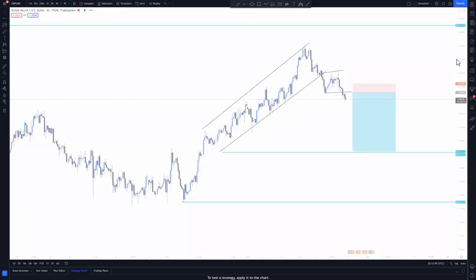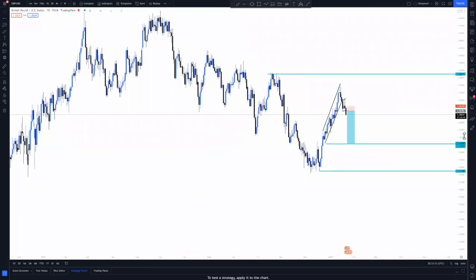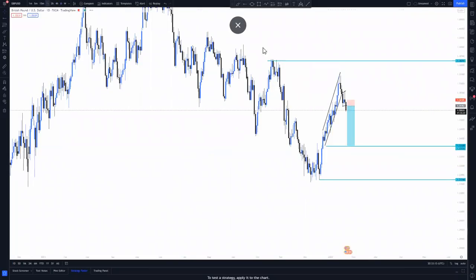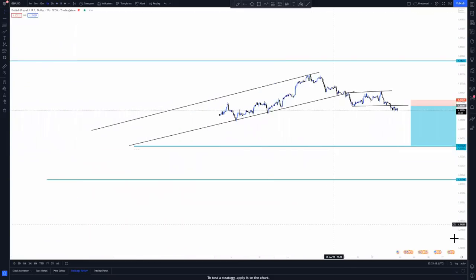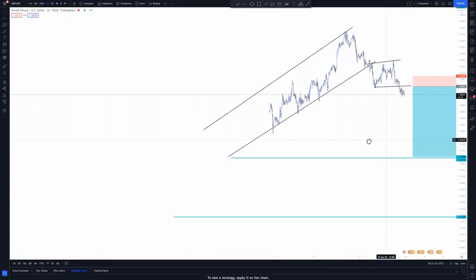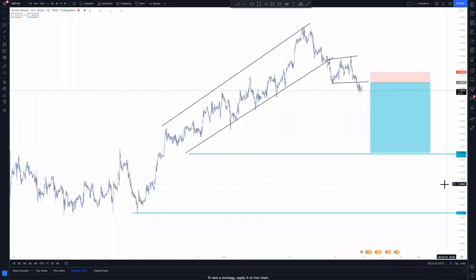If you were to go to the daily, I'm going to go back to the daily. You see, on the daily, it still respects everything. So let me go to the 1 hour. On the 1 hour, guys, price did as I wanted it to do. Price did everything that I wanted it to do. I can't say I'm complaining.